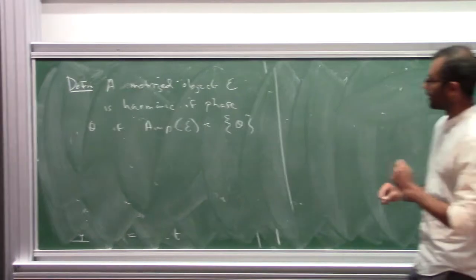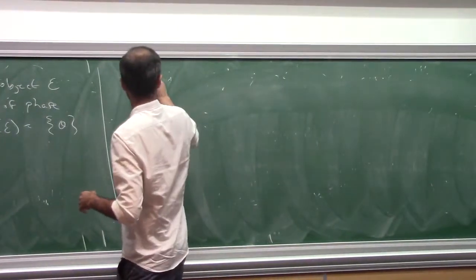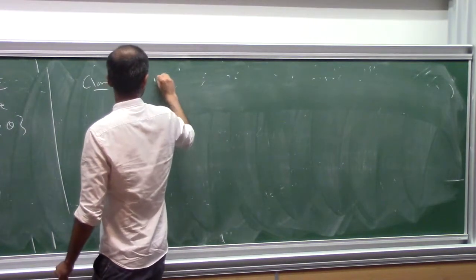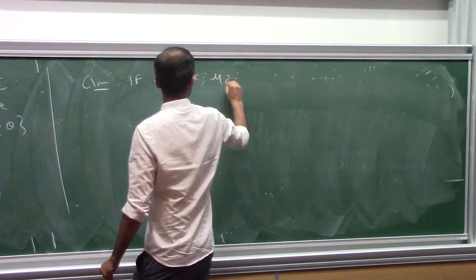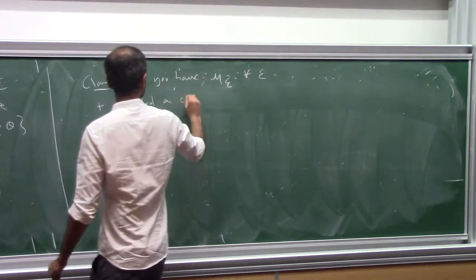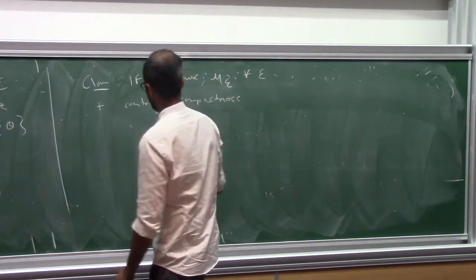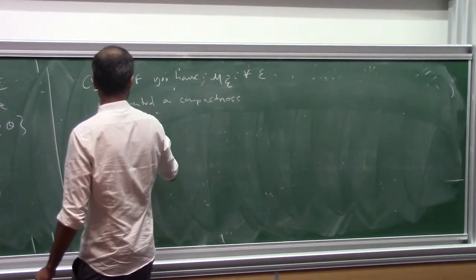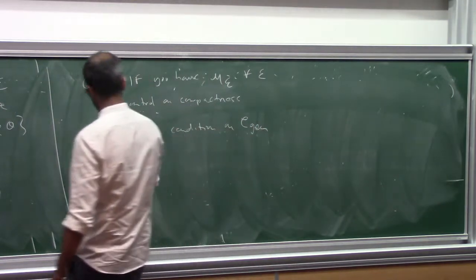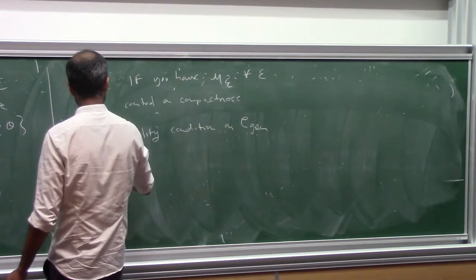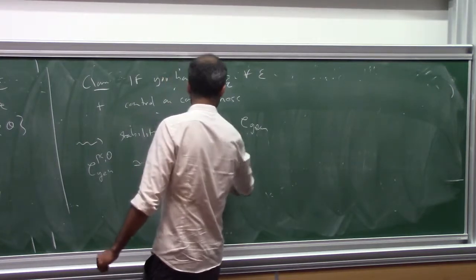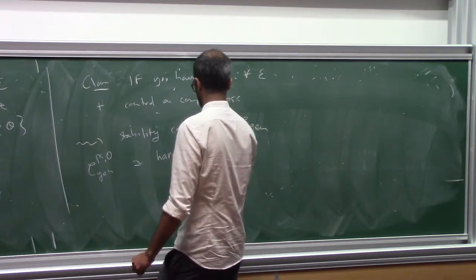So the claim is that if you have control on this compactness, if you have mu of E for all E plus control on compactness, then you get a stability condition on C gen, with C gen polystable of phase theta being the same thing as, can be identified with, harmonic metrized objects of phase theta. So this compactness means that you have a minimizing sequence.